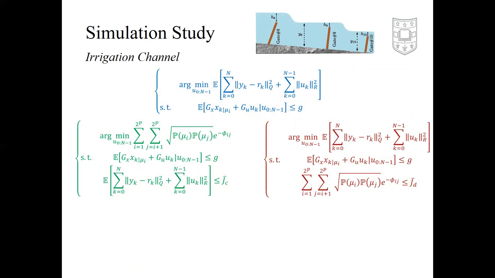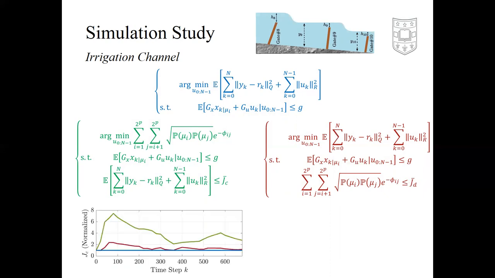In the blue one, we only consider the control cost function, and we want to determine the control sequence such that it minimizes this control cost function, such that the expectation constraint is satisfied during the detection horizon. In the green one, we want to minimize the detection objective function such that the constraint is satisfied and also the control cost function has a value less than a certain threshold. And in the red one, we want to minimize the control cost function such that the constraints are satisfied over the detection horizon, and the detection objective function takes a value less than a certain threshold.